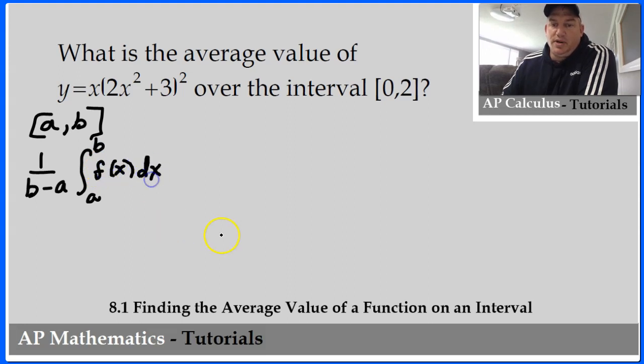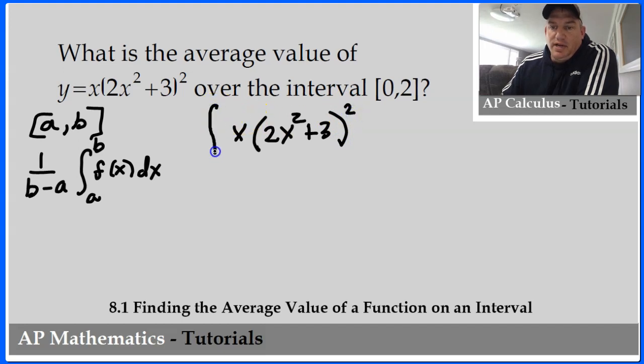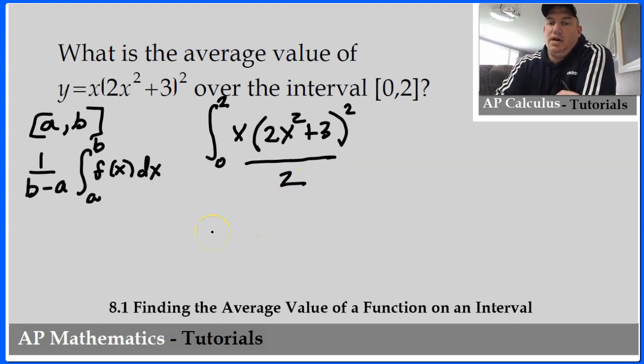Okay, so in our problem, we're going to have a function that we probably can solve by hand, so no calculator needed on this problem. So x times (2x squared plus 3) to the second power, and we're integrating this from 0 to 2, and then we're going to take that answer and divide by 2, instead of multiplying by 1 over 2. So this is my average value notation.